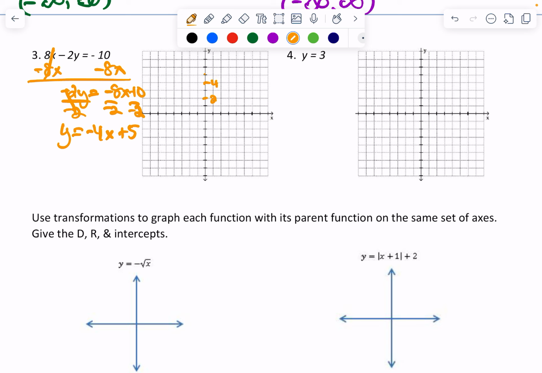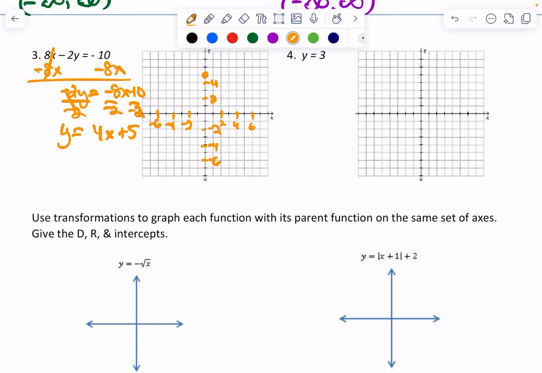So our y-intercept is right here. -2, -4, -6. And then our, hold on, this should be a plus. Because it's a negative and a negative. I'm like, something's not right. So it is a positive slope of 4.